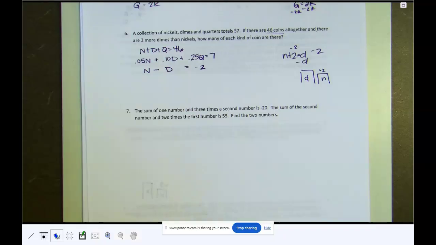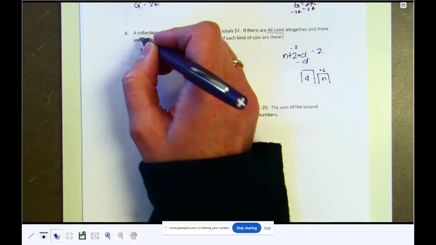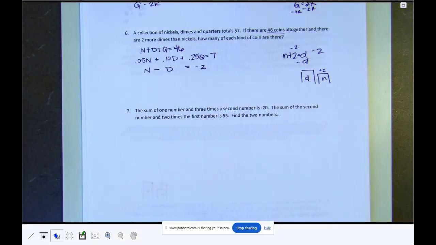Okay, so be careful on these guys, on the comparison ones. 2 more dimes than nickels. If you need to, draw the picture, draw the picture. Especially get yourself in the habit of that so that when it does come time for a test or quiz, you know what you're doing. So you have 7 questions on your homework.